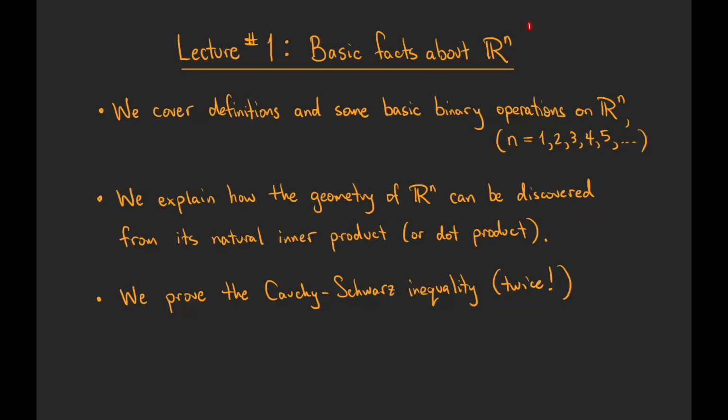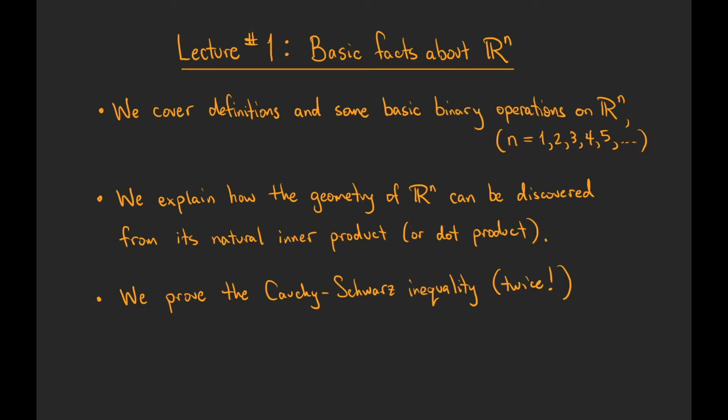Before we can do calculus in many variables, we have to learn about the Euclidean space Rn. That's the space in which we're going to work. So in this lecture, we're going to learn some basic facts about Rn. We're going to cover the definitions and basic binary operations on Rn. And we're going to consider all dimensions, not just 1, 2, and 3, but 4, 5, 6, and so on.